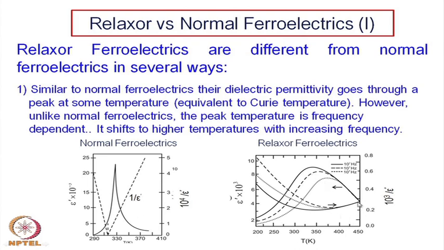The same is of course reflected in the epsilon double prime as well. So, this is epsilon double prime and this is epsilon prime. There is a broad peak, and that peak also shifts with frequency. These are the two very important differences from normal ferroelectrics, which have a very sharp peak that is independent of the frequency of measurement.